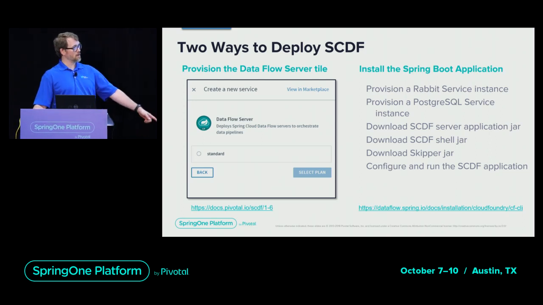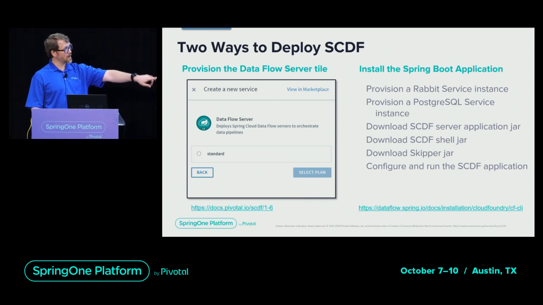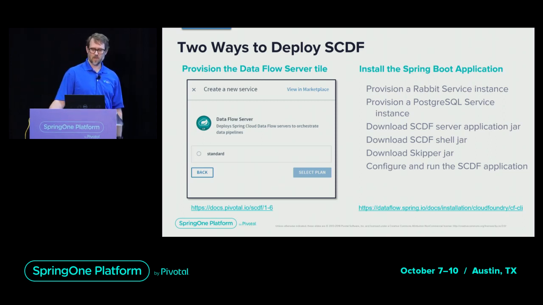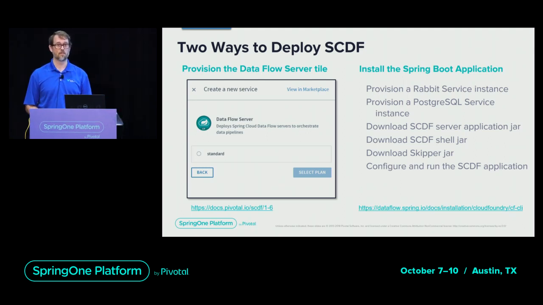If you're going to do it the old-fashioned way on the right, you basically have to download all the jar files, create the manifests yourself, and use cf push to push them onto the platform. It's a little bit more time consuming, but it's actually a valuable learning experience if you're new to the whole thing. But either way is perfectly effective, and there are links at the bottom of the slide to follow the instructions for either of them.